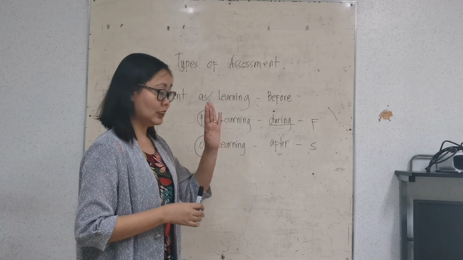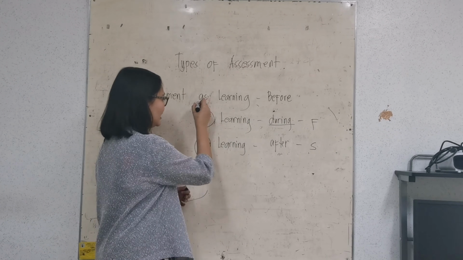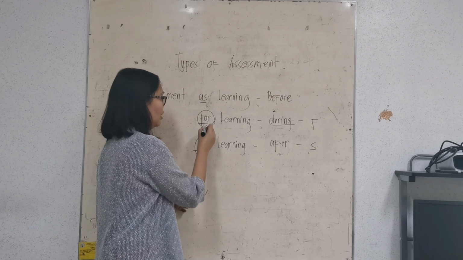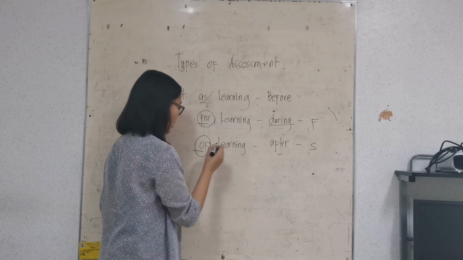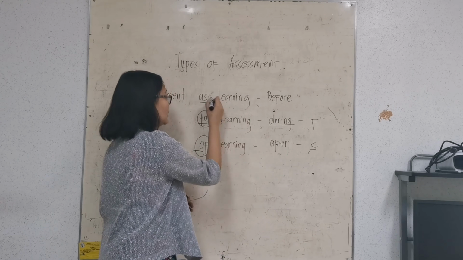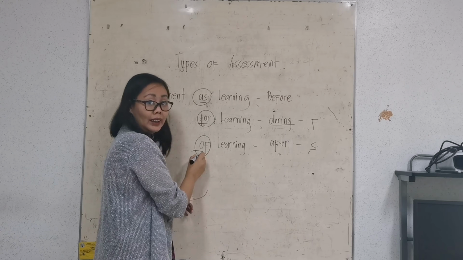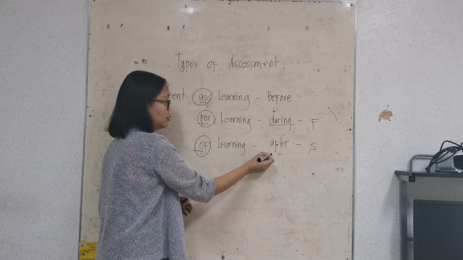So, ulitin natin ha, tignan yung mabuti. It's easy to understand. May mnemonics tayo. As, for, of. For is formative. Of is summative. Before, during, after. So, it's alphabetically arranged. A, F, O, and then before, during, after.